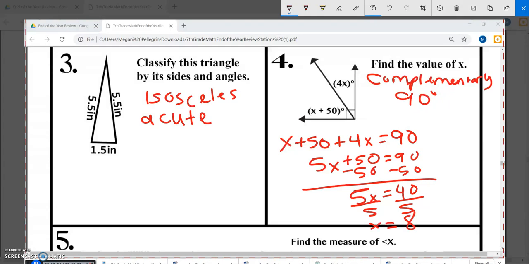And it just asked us to find the value of x and not each angle. If I wanted to, I could. So 4 times x, 4 times 8 is 32 degrees. And then 8 plus 50 is 58 degrees. And if I added that together to make sure that it equaled 90, I would get 90 degrees.